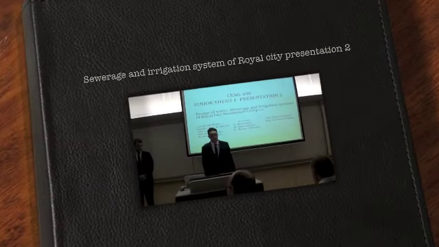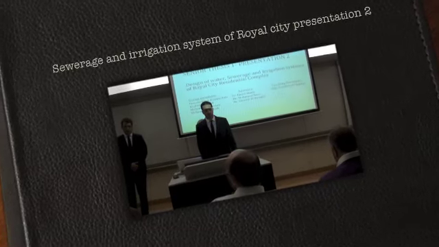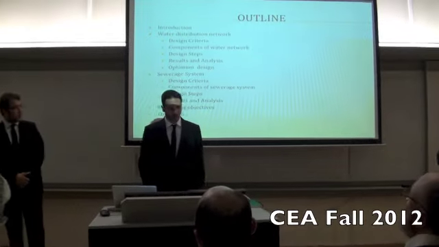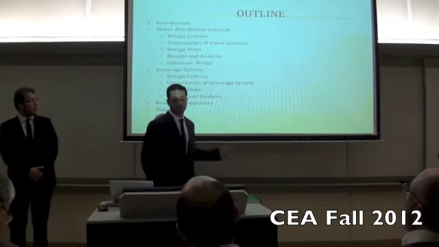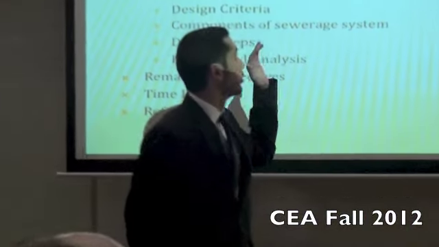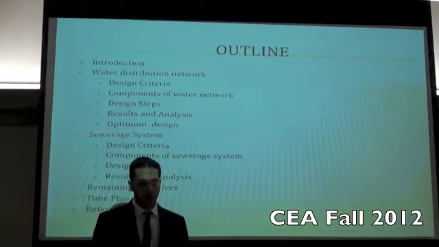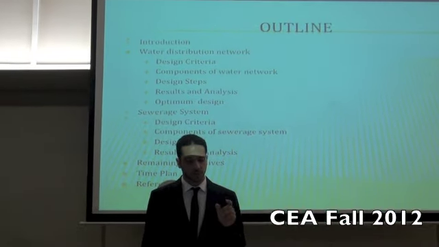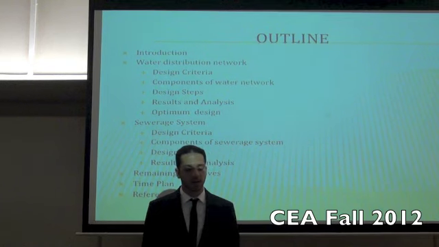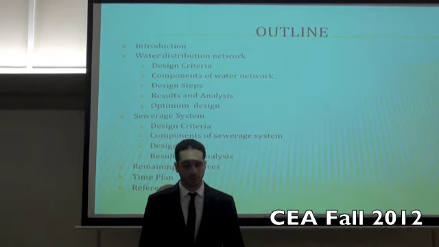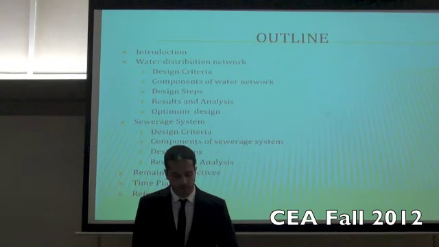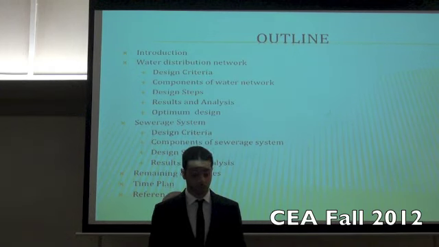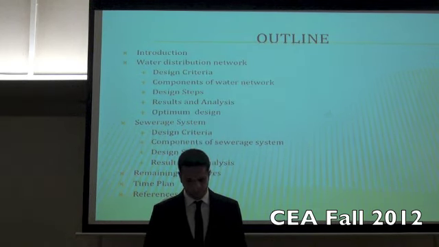Working on our design pieces on the design of water, sewerage, and irrigation systems in the Rowan City residential complex. First, we would like to give a general overview of what we went through in the application: a brief introduction, details of the water distribution network and the sewage system in terms of design criteria, components of the water network, design steps, results analysis, and optimum design. And of course, we will show the remaining objectives for our design and the time plan and the rest.